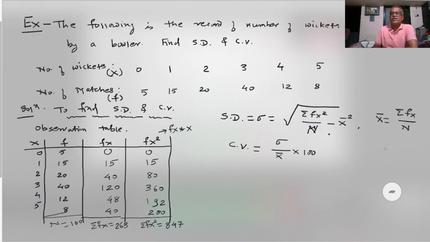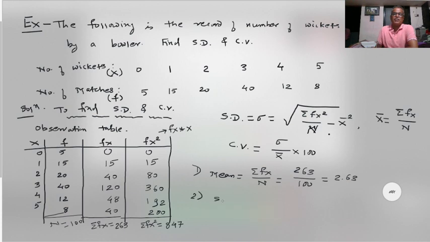We first define the mean x bar. So mean is equal to summation fx divided by N, is equal to 263 divided by 100, is equal to 2.63. This is the mean x bar.